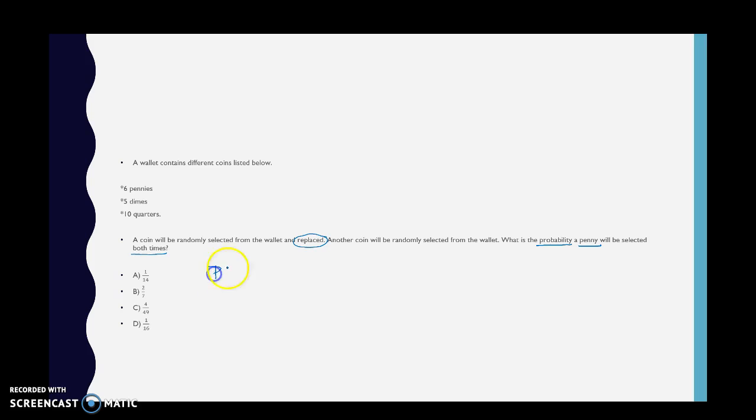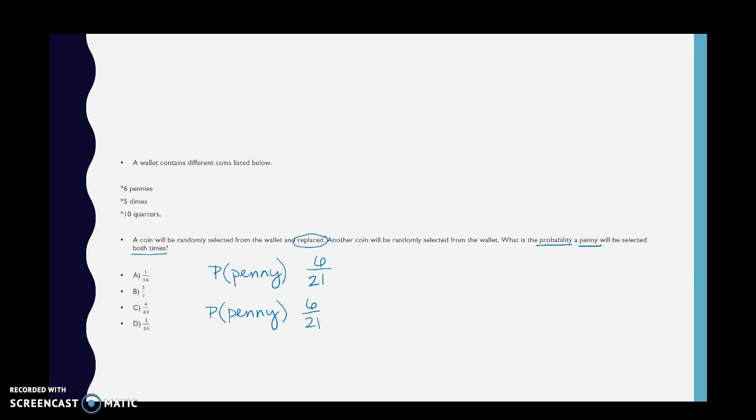So we're looking for the probability of a penny. So how many pennies are there? So favorable outcomes over total number of outcomes. So favorable outcomes, pennies. So there's 6 pennies over how many coins? 10 plus 5 is 15 plus 6 is 21. So 6 out of 21 pennies. And that's the probability of choosing it once. But what's the probability of choosing a penny a second time? Well, if it's replaced, does that change? No, so the probability would be the same. So 6 over 21.